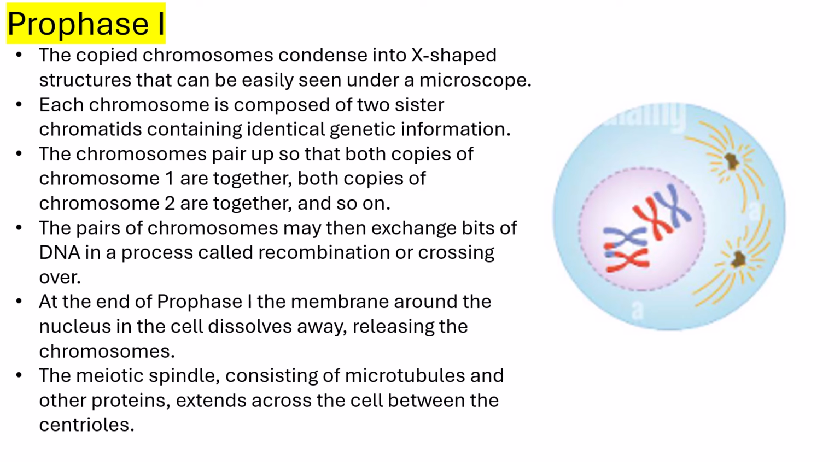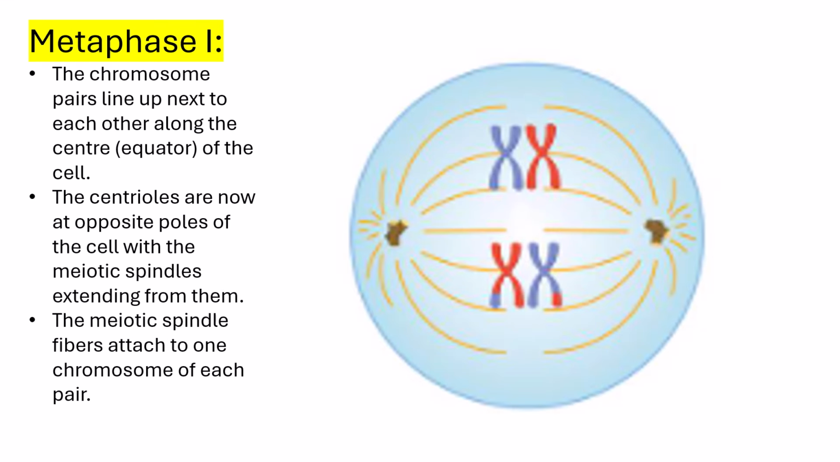As you can see, the meiotic spindles are extending across the cell between the two. These are extensions from the asters: we have microtubules, and microtubules play a very important role in metaphase I. This is exactly why in prophase they start extending. In metaphase I, the chromosome pairs line up next to each other along the center, the equator, right? Anytime you see a metaphase, remember the plate. You're lining up your carrots in a row like that.